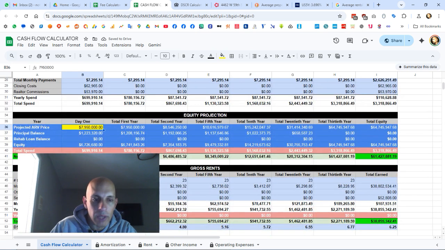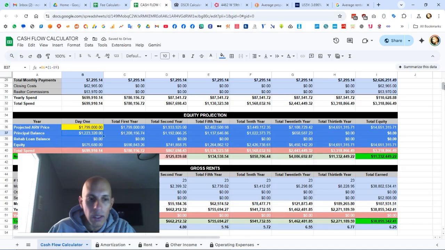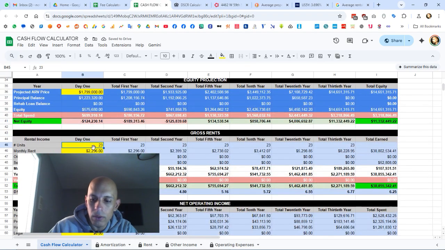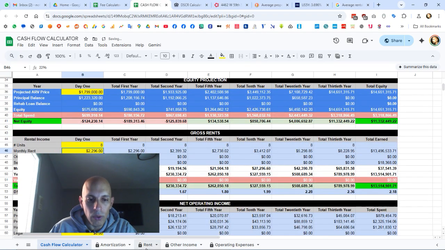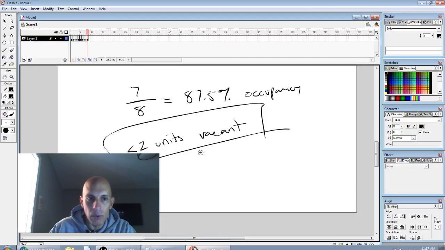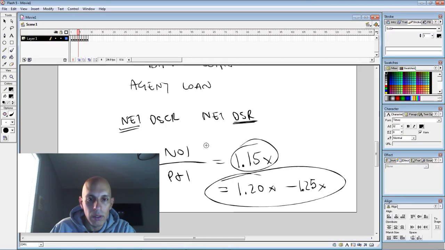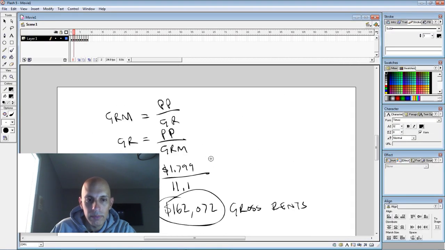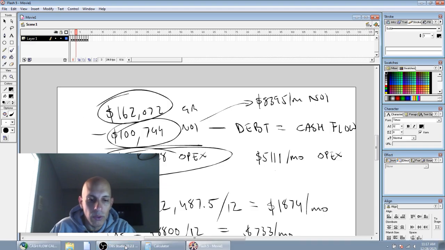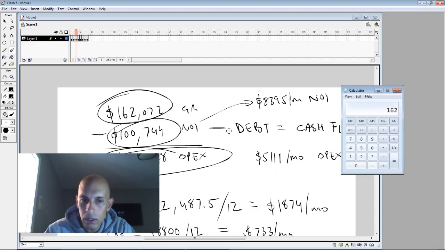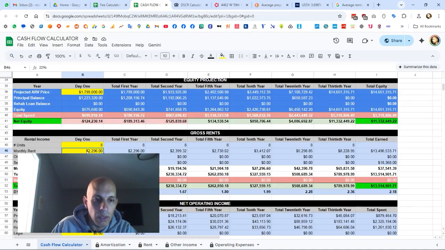After repair value would be 1799 because we're not adding anything there. And this has 8 units. We need to know the gross rent per unit, so it's a good thing we saved these numbers here. So we need the 162,072. 2072 divided by 12 divided by 8. That's 1688 per month.